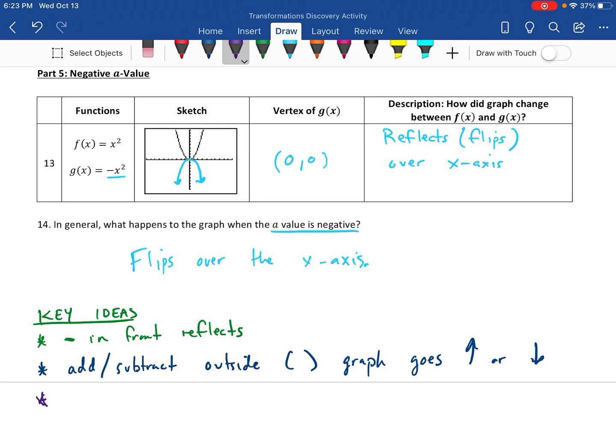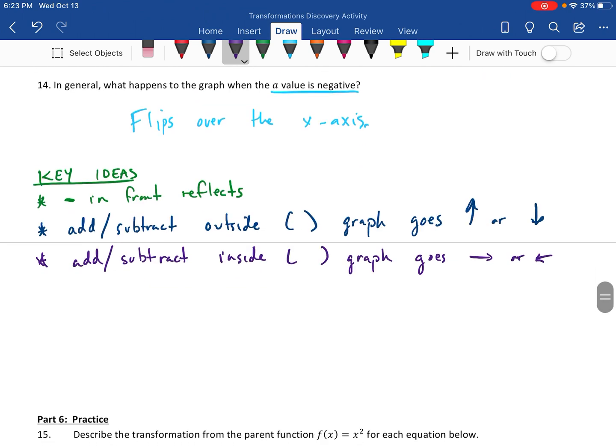And the last one is that if you add or subtract inside parentheses, your graph goes right or left. Now be careful. The only thing you have to remember here is that you do the opposite. So if it's positive, you go left. If it's negative, you go right.